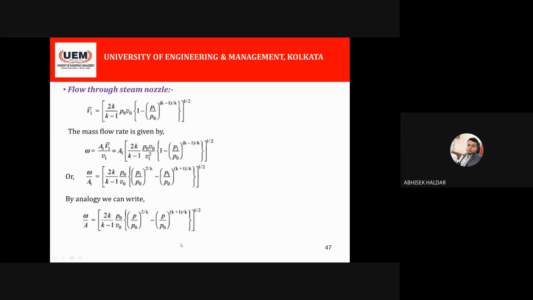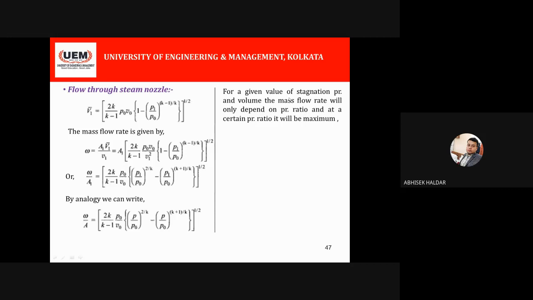Now if you see this equation properly, this mass flow rate is dependent on what? For a given value of stagnation pressure and volume, the mass flow rate will depend only on the pressure ratio. That means, again I'm repeating, for a given value of stagnation pressure and volume, the inlet condition is called stagnation. And we also know that suffix 0 means stagnation. And here we are also calling this inlet condition the stagnation. Why? Can anyone tell me? Have you understood my question?